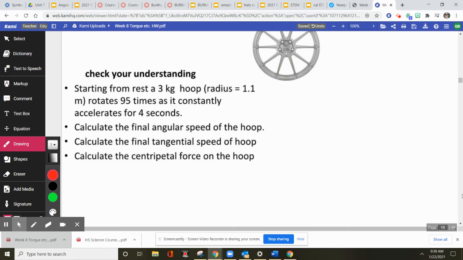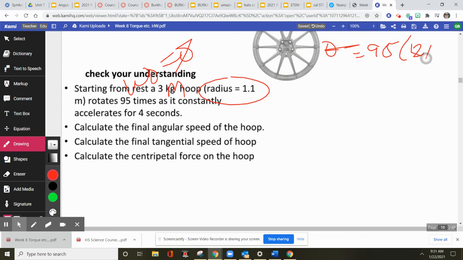We did this in class as well, starting from rest. So omega naught is equal to 0. We have a mass, we have a radius, and we rotate 95 times in 4 seconds. So theta is equal to 95 times 2 pi, right? Because every time it goes around once, it's 2 pi radians, and we need our theta to be in radians. So 95 times 2, 190 pi. So theta is 190 pi.